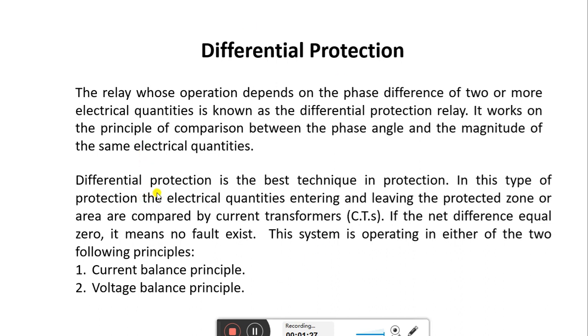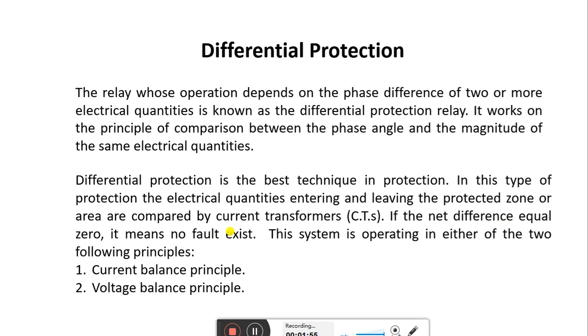So the differential protection is the best technique in protection. In this type of protection, the electrical quantities entering and leaving the protected zone or area are compared by the current transformers, that is CTs. If the net difference equals 0, it means no fault exists.